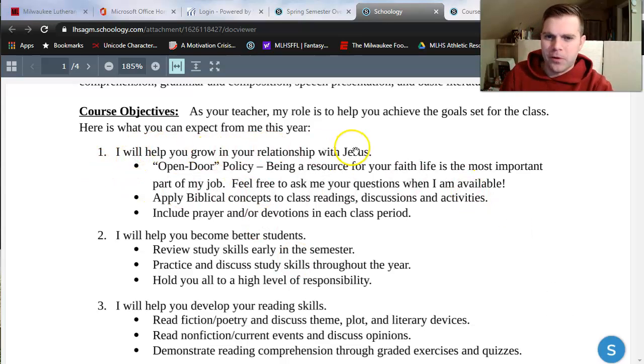Step number 1, I'll help you grow in your relationship with Jesus. We have to remember that faith is the most important thing we do. Share Jesus comes first in our school's mission statement. Really the most important of all of that is that open door policy. So being a resource for you in your faith life is more important than teaching English.